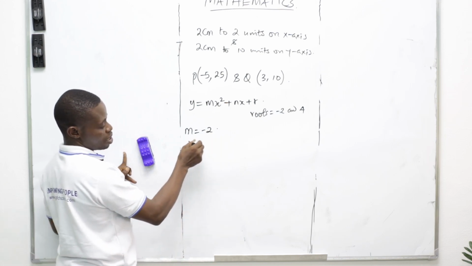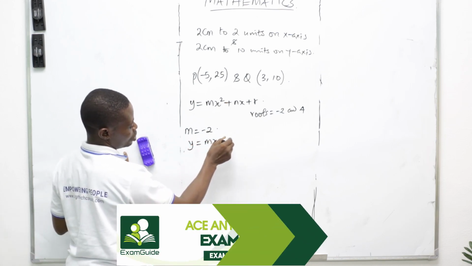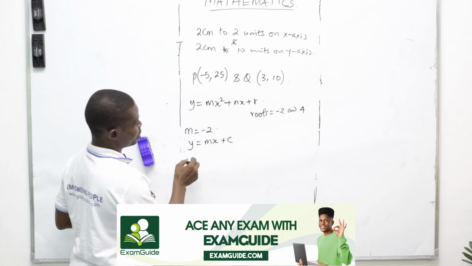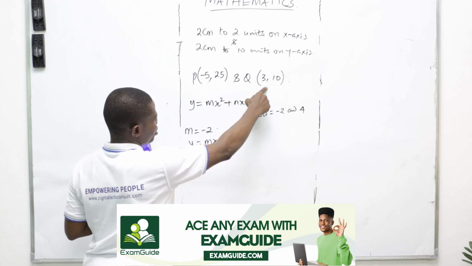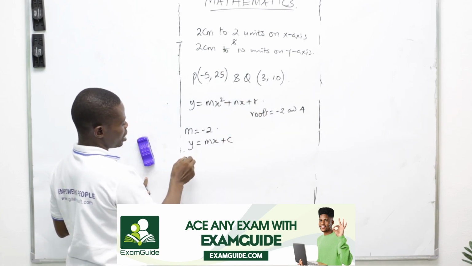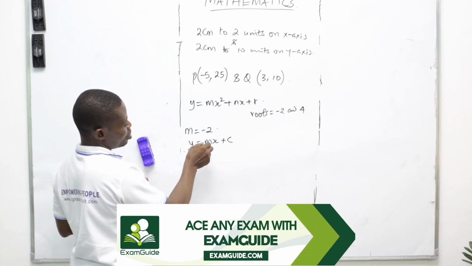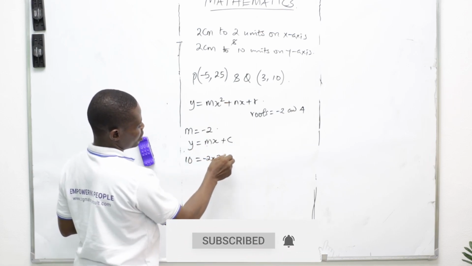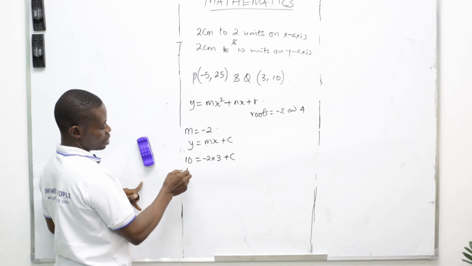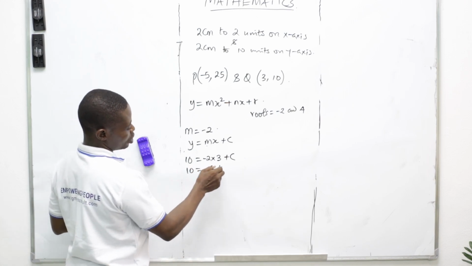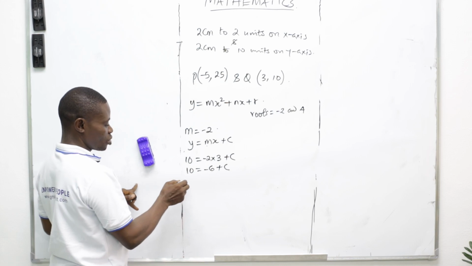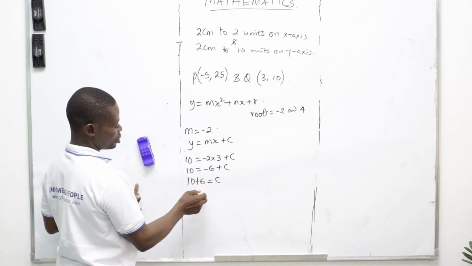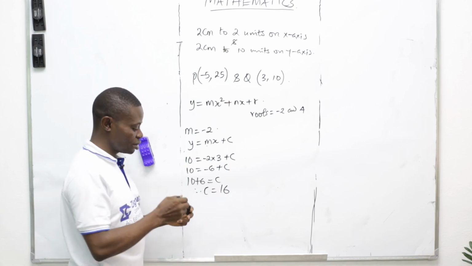Remember this equation, y equals mx plus c. We need to know the value of this. That is y. If we're using this equation, y is 10. So 10 equals, what is m? Minus 2 times the value of x there, 3, plus c. So 10 equals minus 6 plus c. It's going to give us 10 plus 6 equals c. Therefore, c equals what? 16.